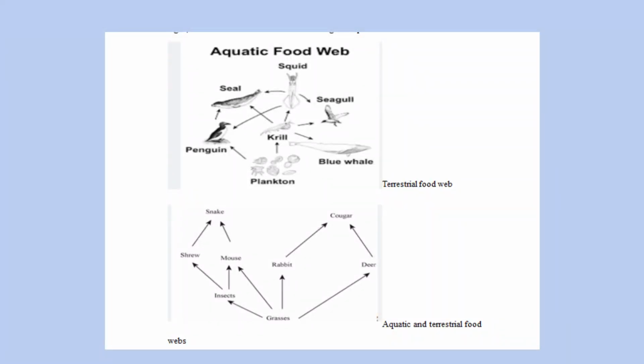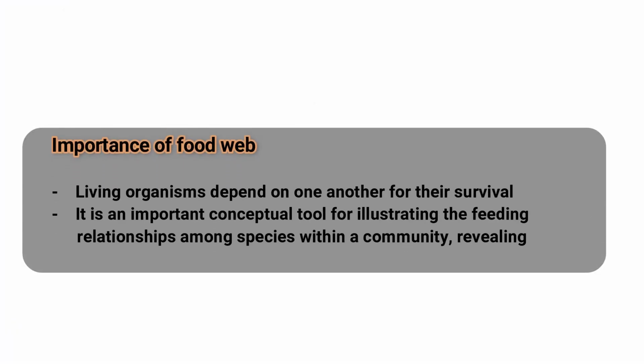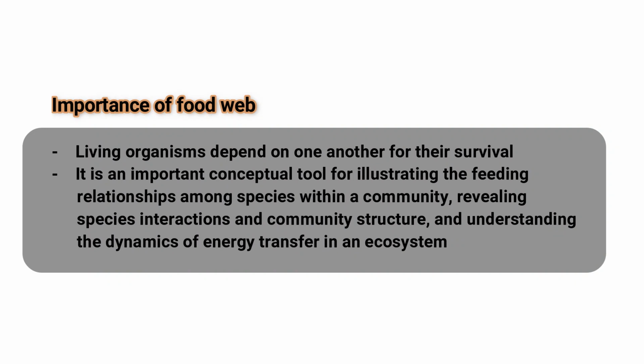Take a look at the aquatic food web. The diagram is showing on the screen. The importance of food web. Living organisms depend on one another for their survival. It is an important conceptual tool for illustrating the feeding relationships among species within a community, revealing species interactions and community structure, and understanding the dynamics of energy transfer in an ecosystem.